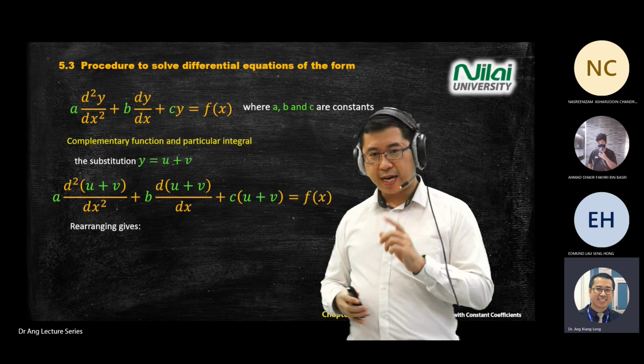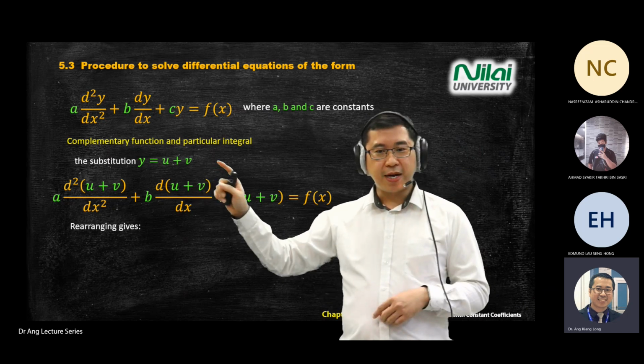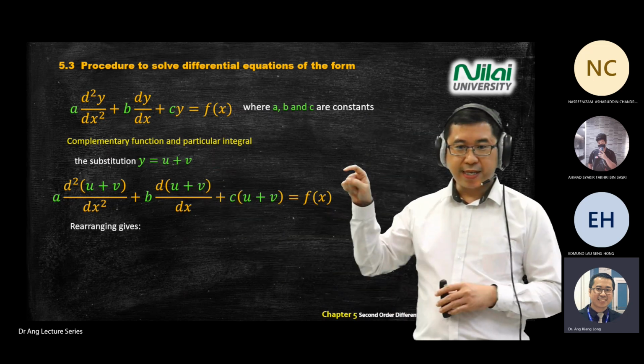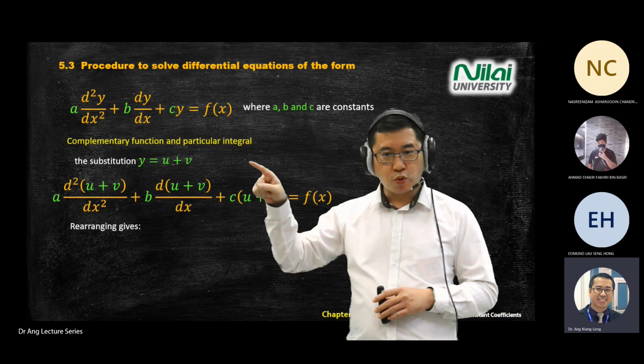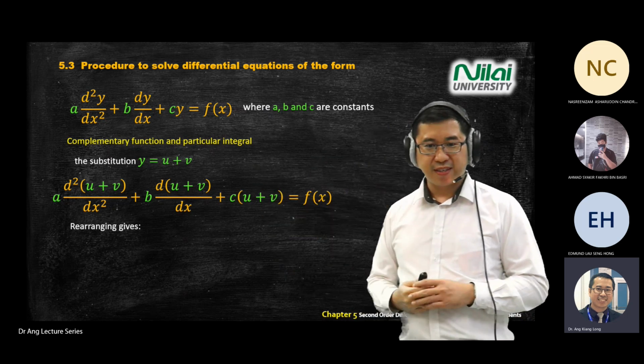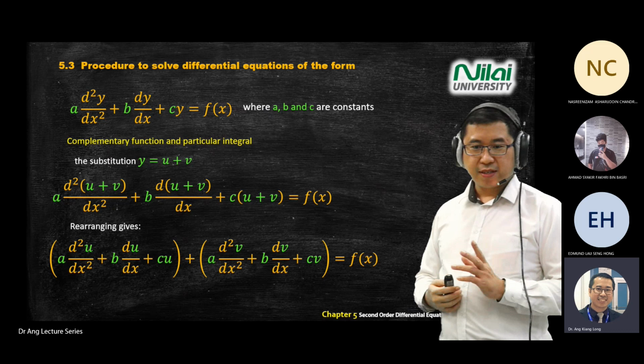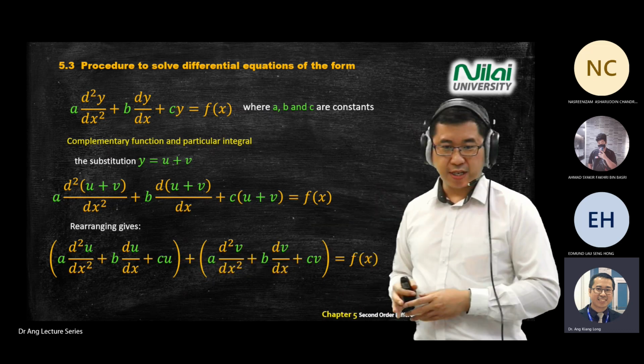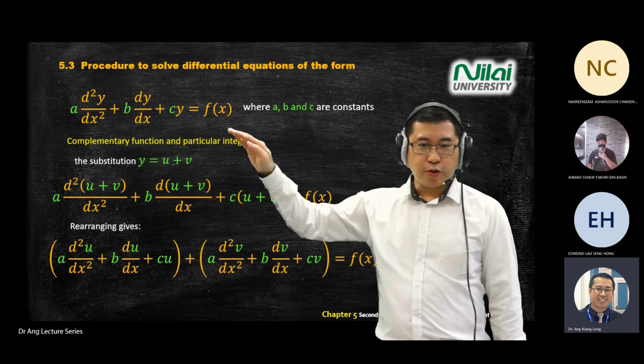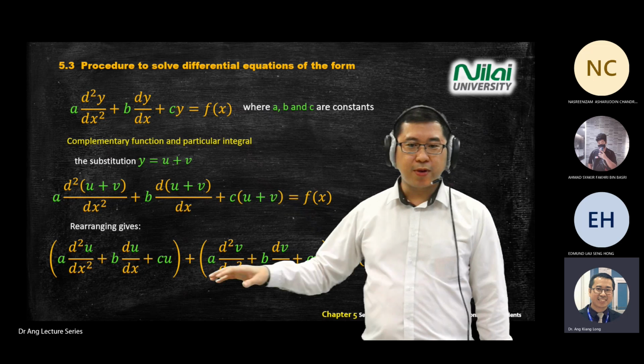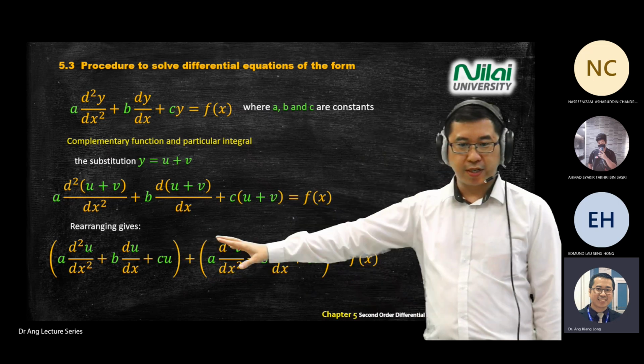Easy. First step, write this one. You get 1 mark. Second, substitute. You get 1 mark. 2 marks here already. The rest, rearrange. This one, you don't need to worry. You remember first step, second step, third one, you continue to do your calculation.